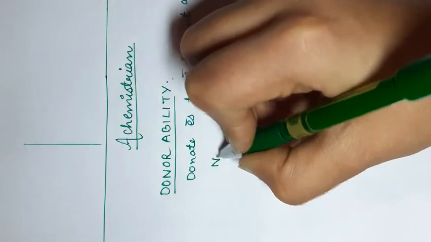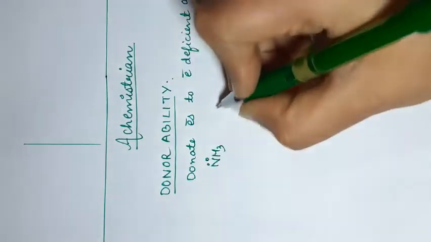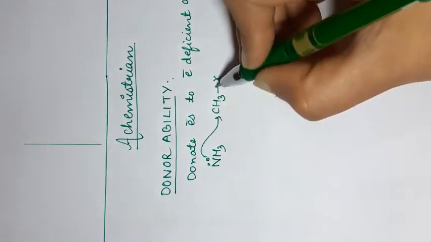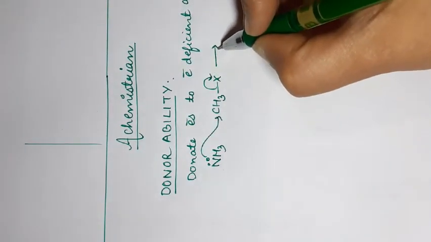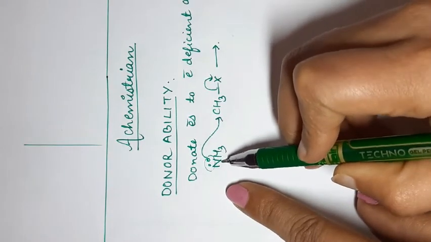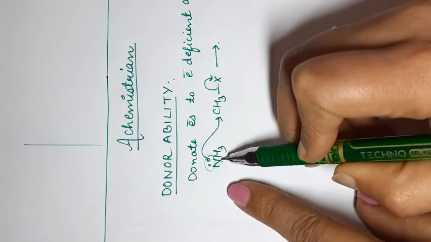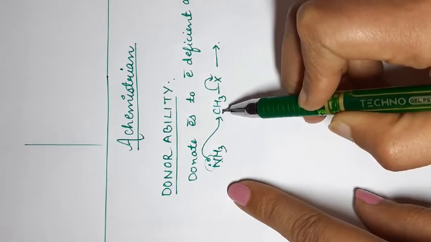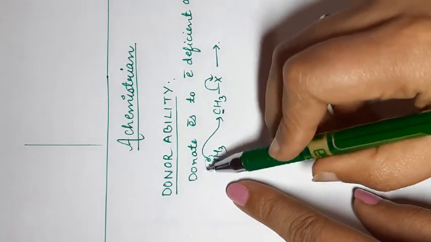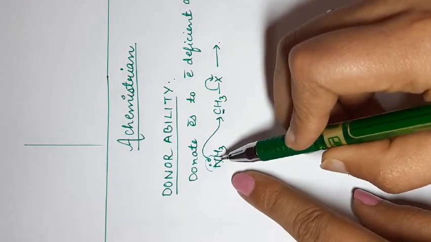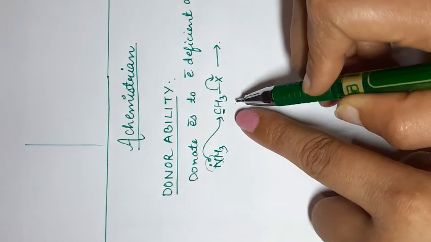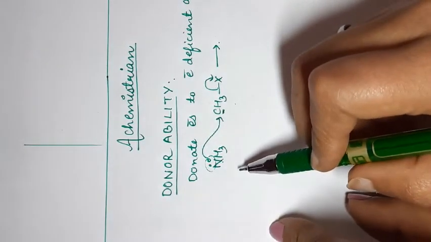In the last lecture, I discussed this reaction. In this reaction, we read that the lone pair of nitrogen moves from nitrogen to the electron deficient carbon of the alkyl halide. Okay. Now, this tendency of the nitrogen atom to donate its lone pair of electrons to the electron deficient carbon is called the donor ability of nitrogen.